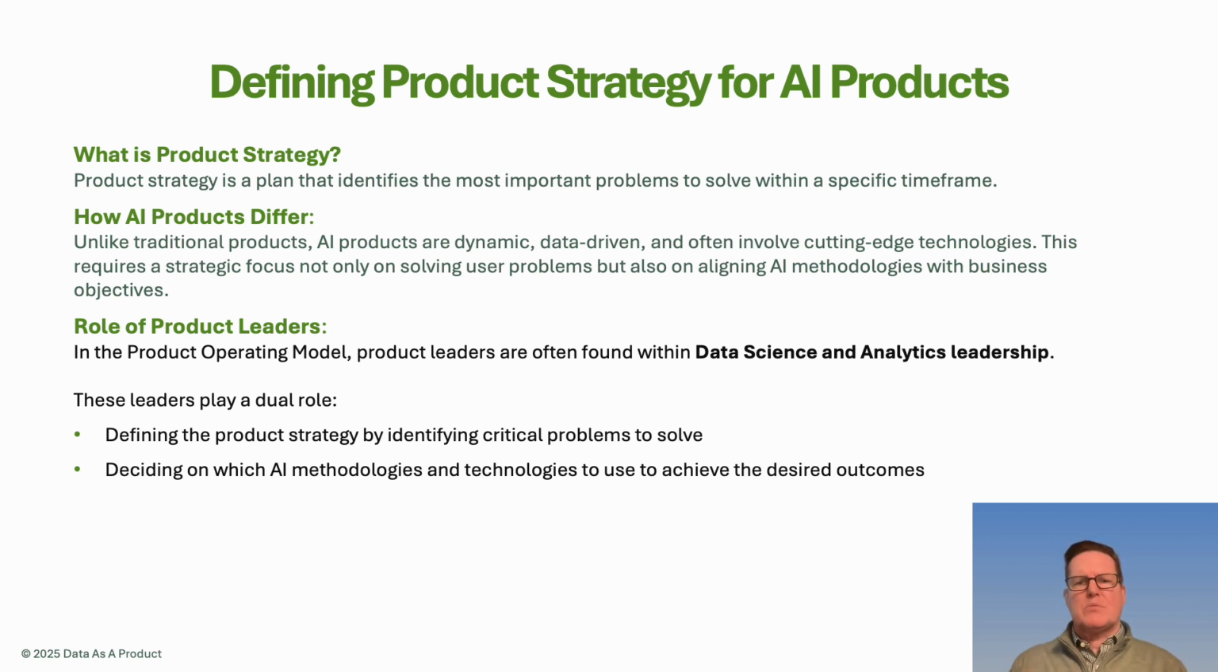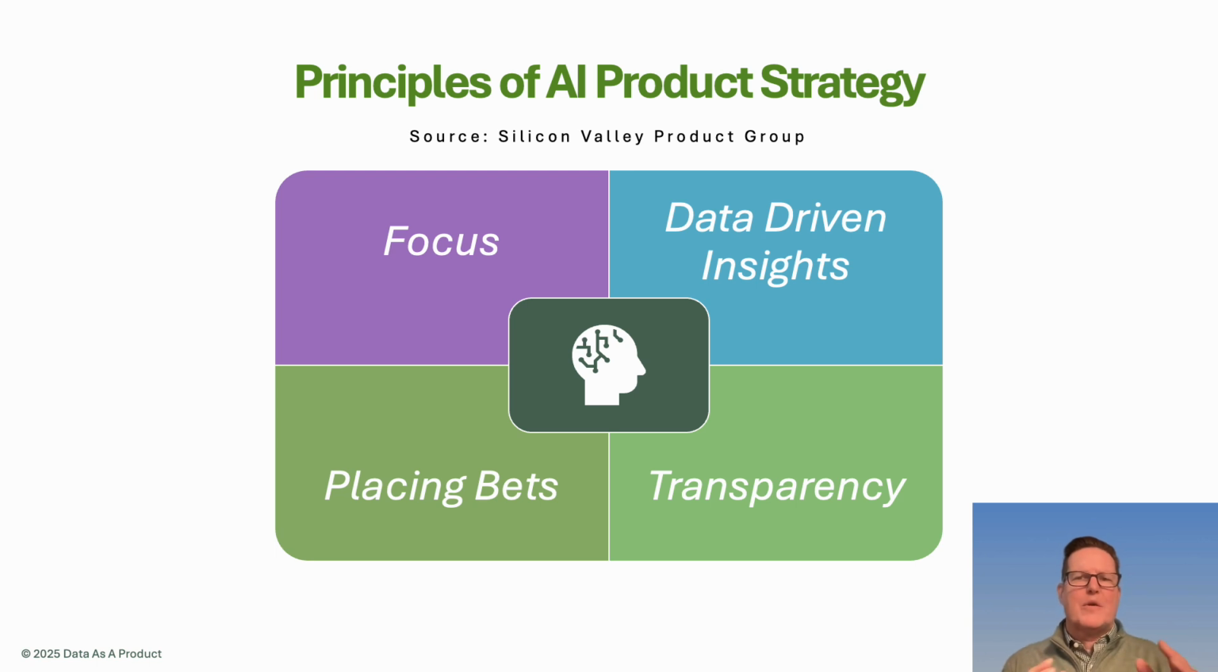A clear and actionable product strategy ensures that teams stay aligned. Resources are focused on impactful work, and AI products deliver value to both the business and to customers. The product operating model outlines 4 core principles that guide effective product strategy. These principles are particularly critical when working with AI products, and they help navigate the complexities between emerging technologies and dynamic data. So let's take a moment and break them down.